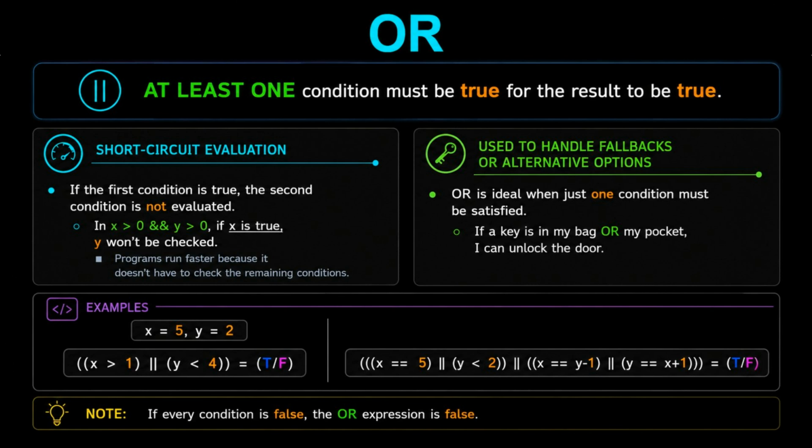Or also short circuits, but in the opposite direction from and. If the first condition is true, the second is never checked, since the overall result is already guaranteed true. That makes programs run faster by skipping unnecessary checks. Or is ideal for fallbacks and alternatives, like unlocking a door if the key is in your bag, or your pocket, either location working just fine.